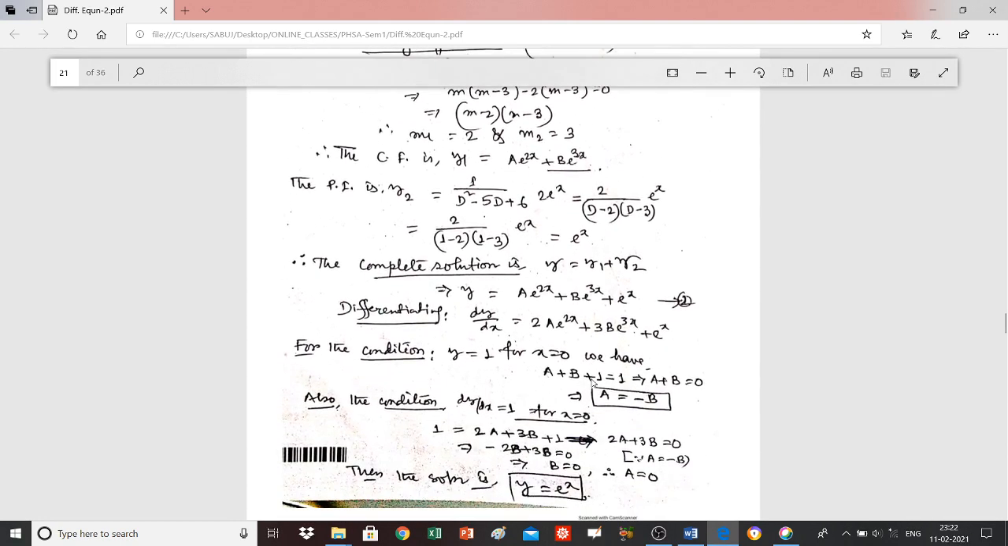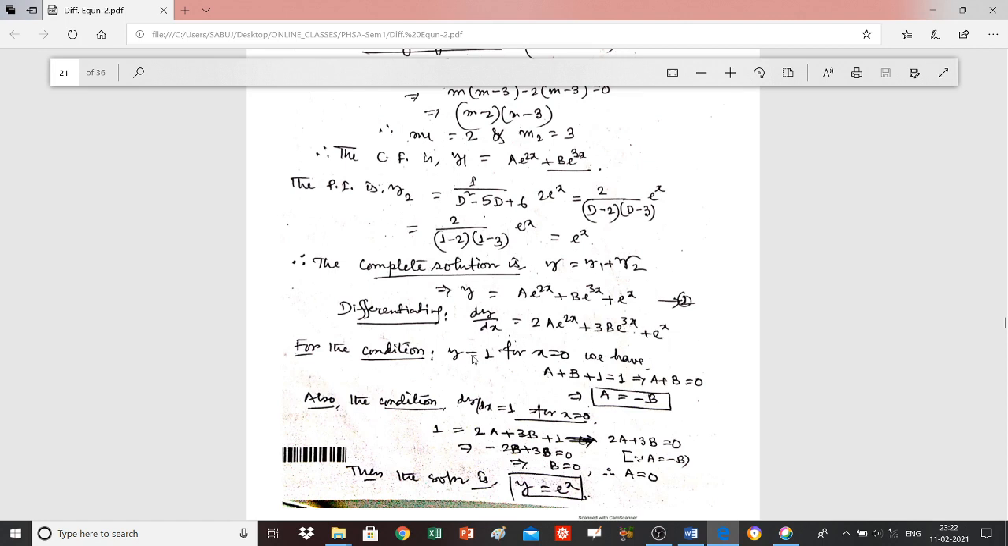So the complete solution is y is equal to y1 plus y2. y1 was a e to the power 2x plus b e to the power 3x, plus e to the power x. This is equation number 1. Now just differentiate this equation with respect to x. So dy by dx is equal to 2a e to the power 2x plus 3b e to the power 3x plus e to the power x.